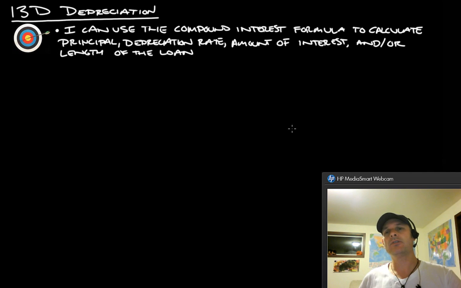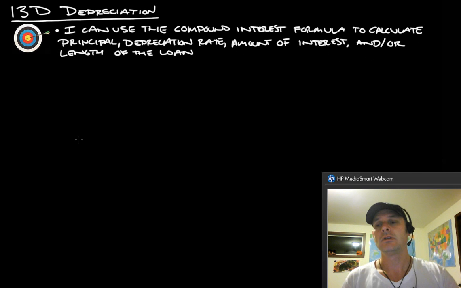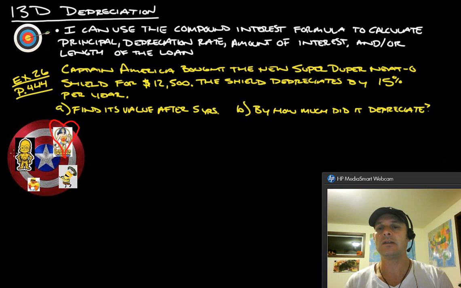I'm going to take you through the 13D notes on depreciation. At the end of this, you should be able to say I can use the compound interest formula to calculate principal, depreciation rate, amount of interest, and/or length of the loan. All right, so got a couple examples to take a look at, so let's do that.